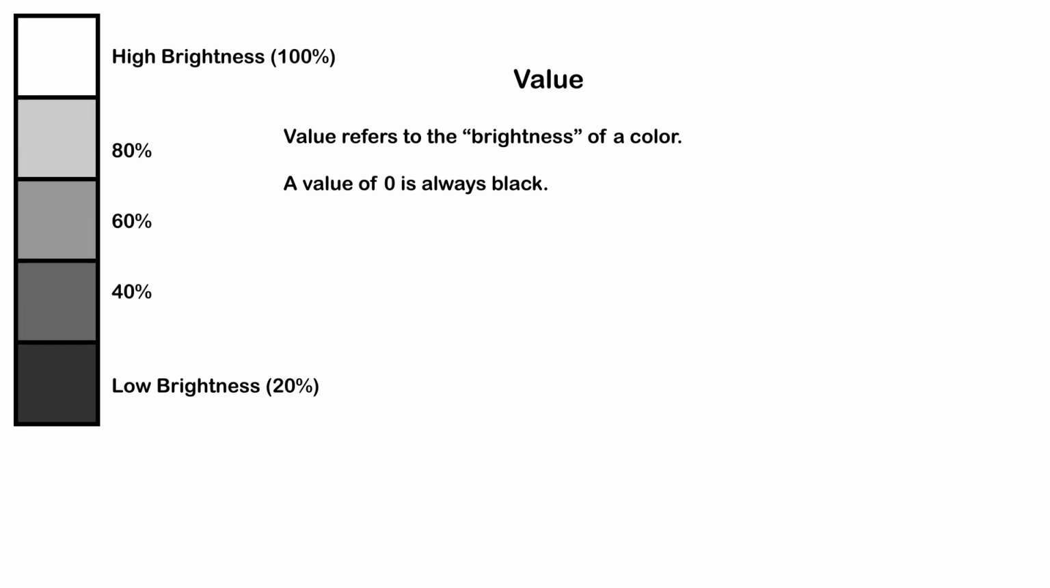Value is simply the amount of light in a color. When working with pigments, such as paint, value can be lowered by mixing black. On digital displays, such as OLED screens, this is the amount of light being emitted. Value is also what adds depth to colors.